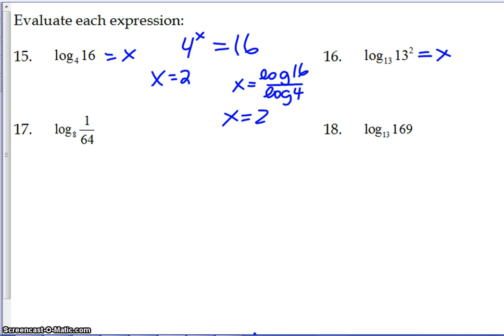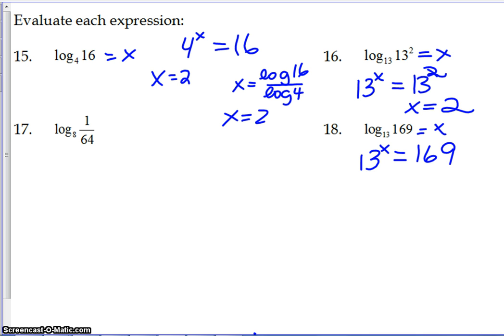So whenever you see just one log, you need to be thinking in your head, hey, I need to put it into exponential form. So here, 13 to the x would equal 13 to the second. Well, if 13 to the x equals 13 to the second, x must be a 2. Okay, let's do this one. 13 here to the x would equal 169. Now this one you might say to yourself, 13 to what power? 13 squared is actually 169, so x would be a 2 here.